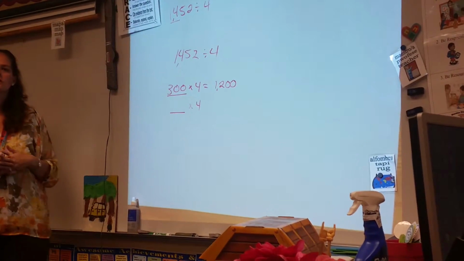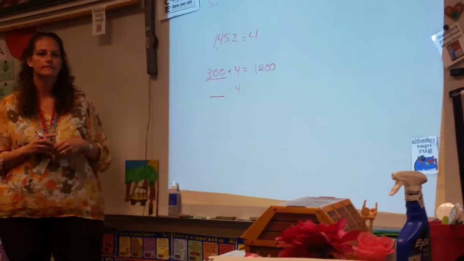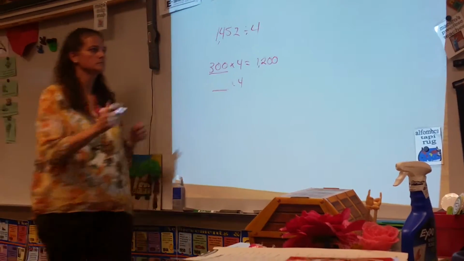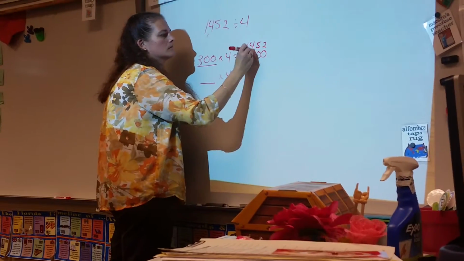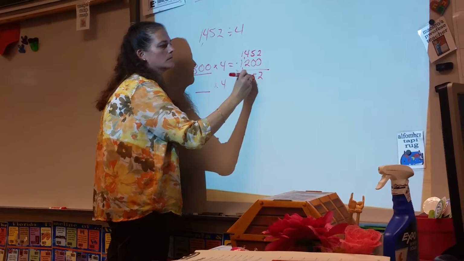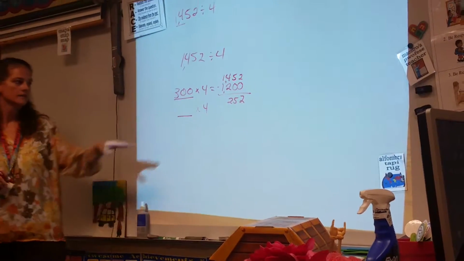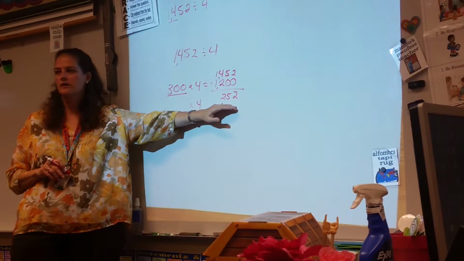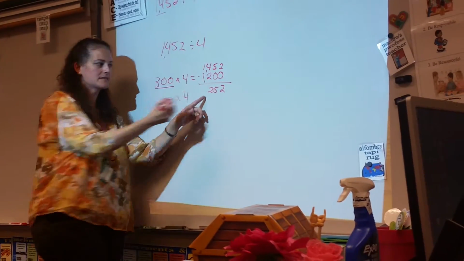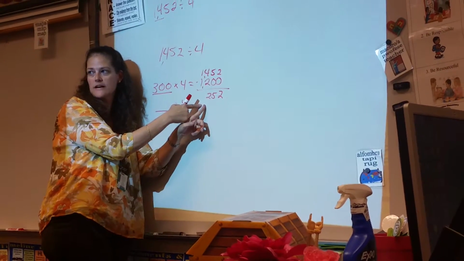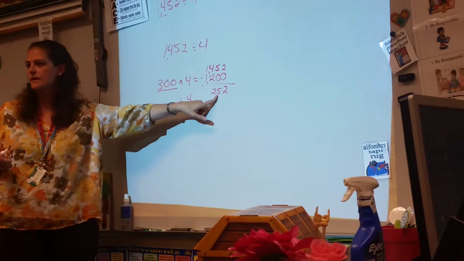Okay. Where did you go yesterday with this? How did you use terminology? We were subtracting. I subtracted the 300 from 1,452. Like that? Mm-hmm. Okay, so we have 252 left. So where do we want to go? How many 4s can go into 25? Even though I don't have to have a thousands place here to estimate my division.